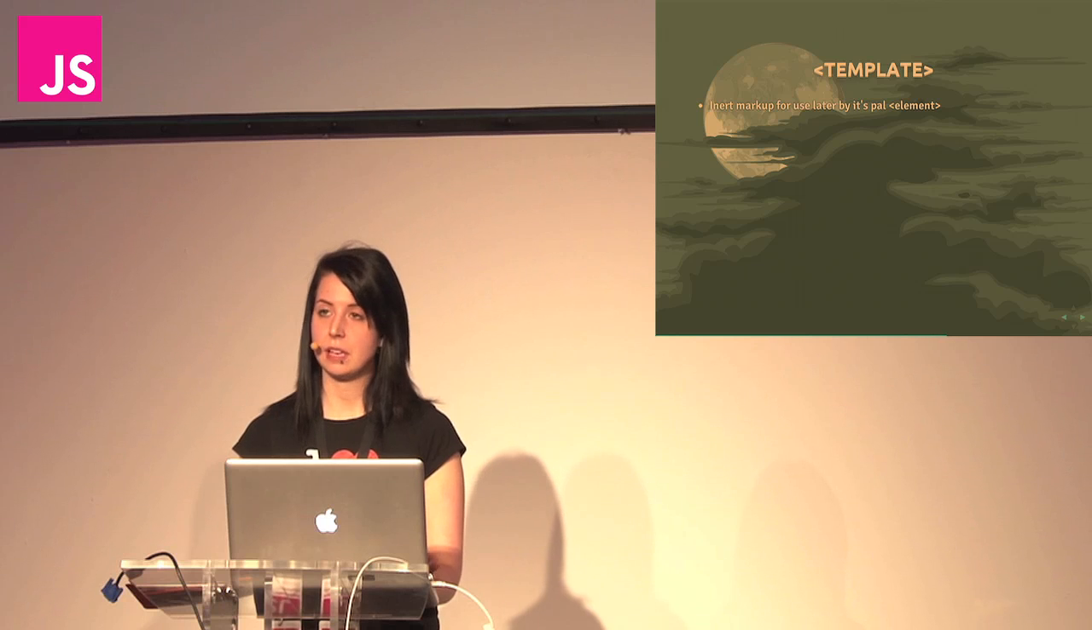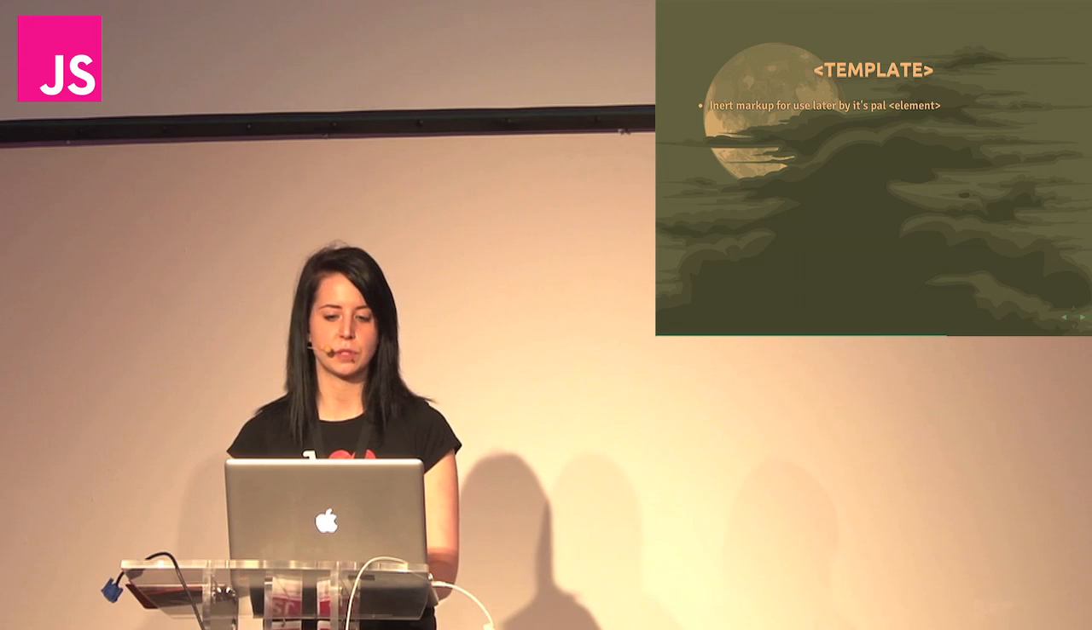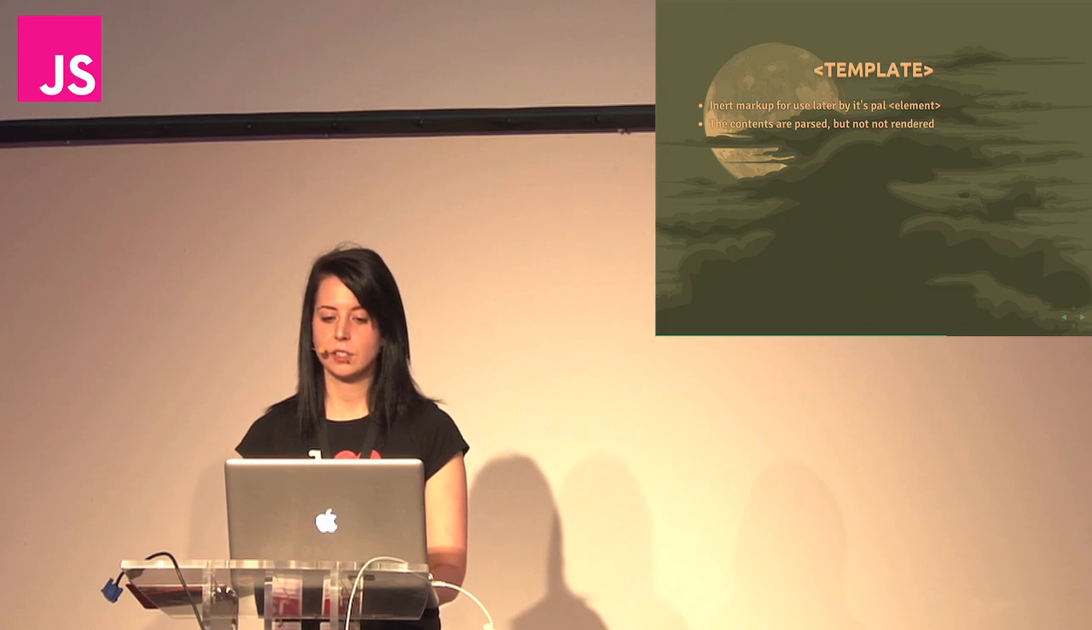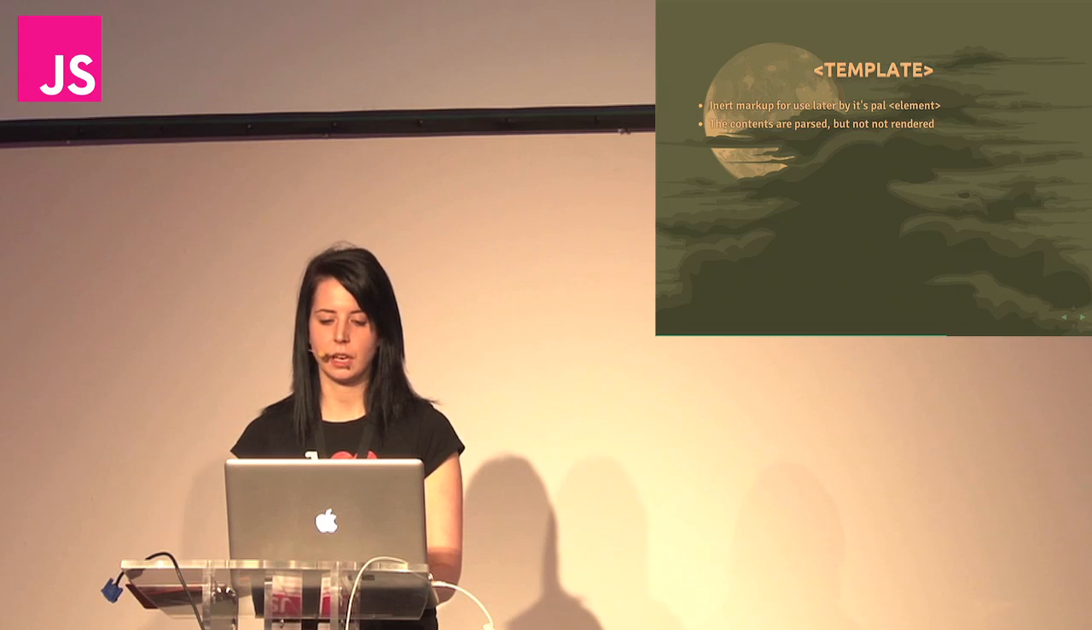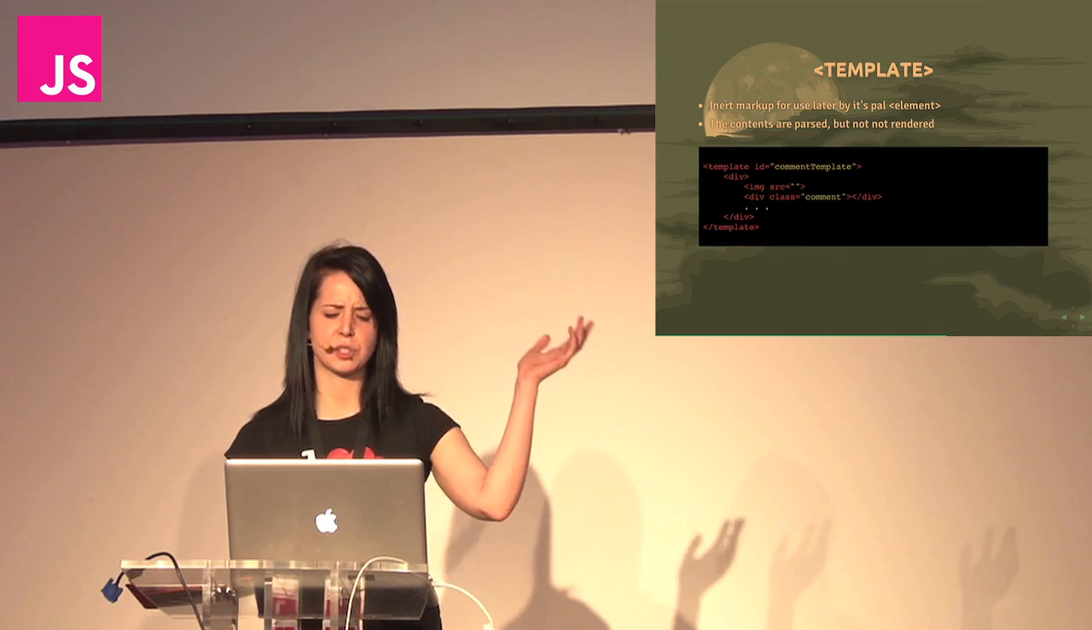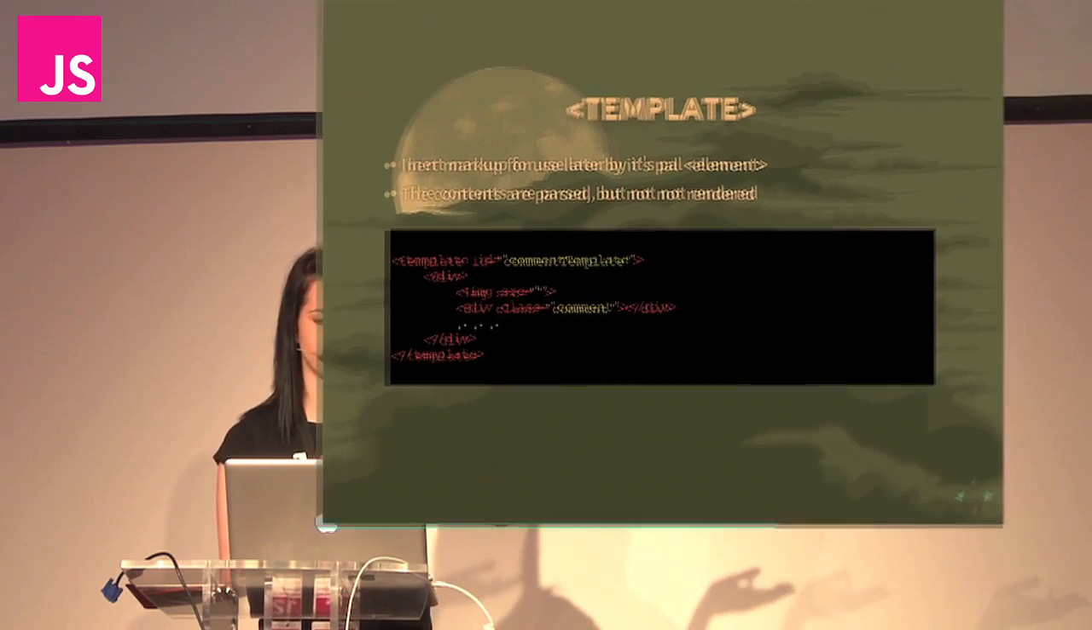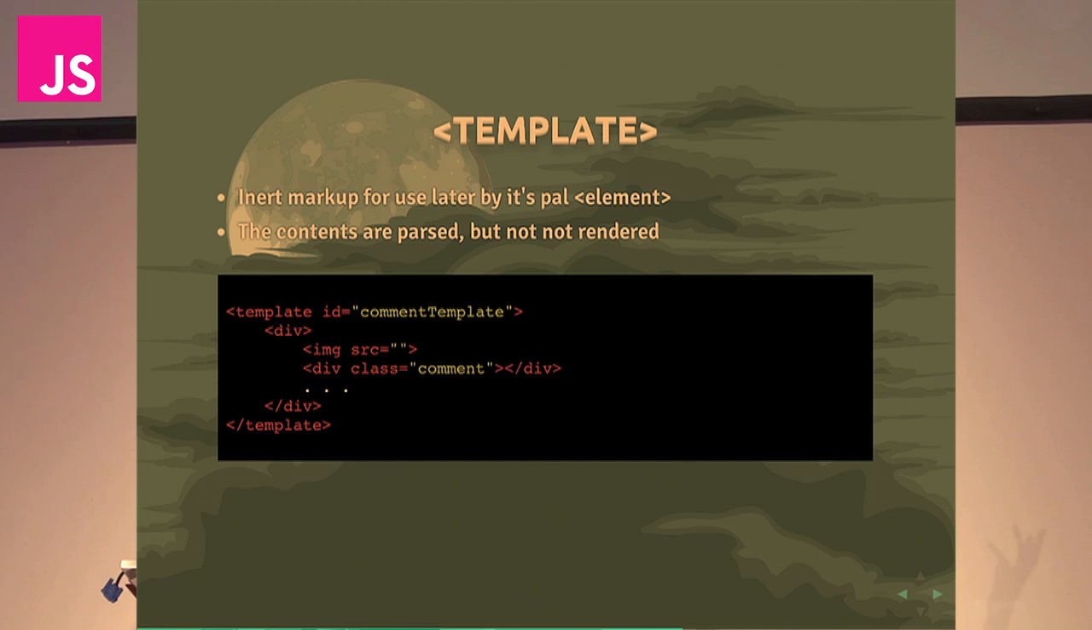So there's this template tag, and when we specify a template, it's basically inert markup used later by its pal element, as I'm going to show you. And the contents are parsed by the browser, but not rendered until they are inserted using the custom element. And so here's just an example use case that you might want to use this for, creating a comment template.